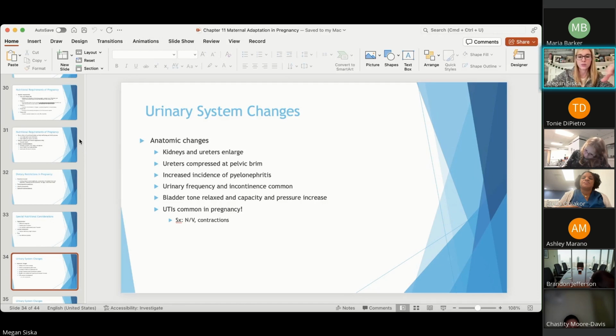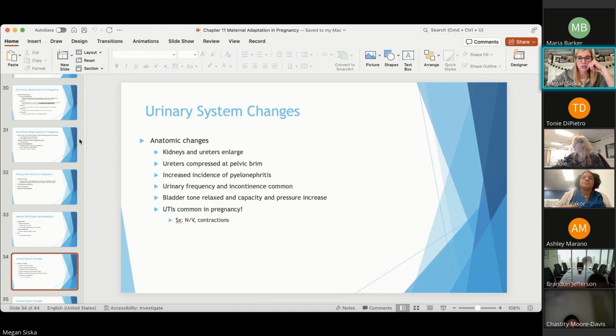So your bladder can be really full and you don't feel a sensation to empty it, or your bladder is getting compressed and you feel like you need to empty your bladder constantly. And then UTIs are pretty common in pregnancy, and they don't always present like a standard UTI. You may not have those normal symptoms. Instead, it could just be irritability of the uterus. So a lot of contractions or crampiness, maybe some nausea, but you don't always have the dysuria.